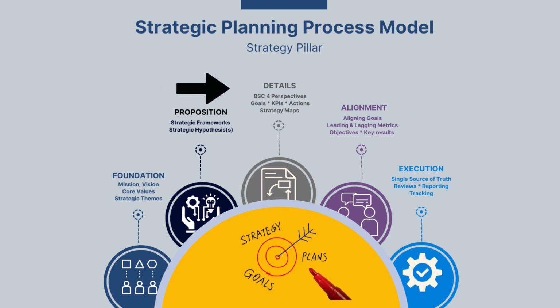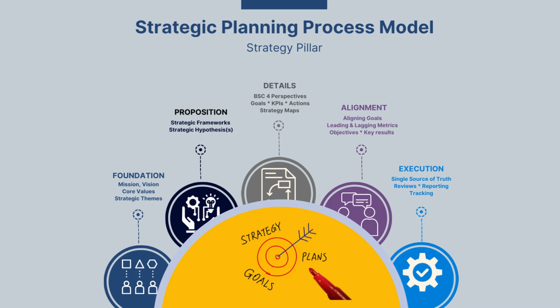In step two, we discussed how to use various strategic frameworks to create a strategic hypothesis. We call this the business strategy proposition. This step in the process takes the strategy hypothesis from the prior step to the next level of detail by using different tools, producing detailed strategy maps with goals, key performance indicators, and action plans.